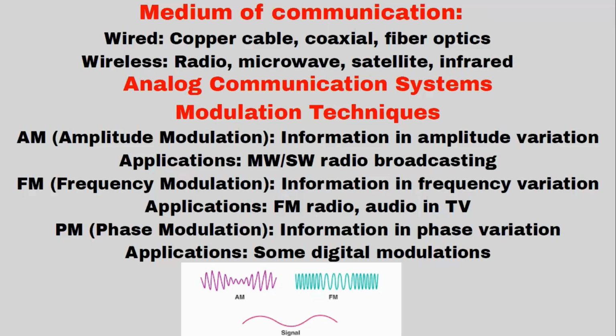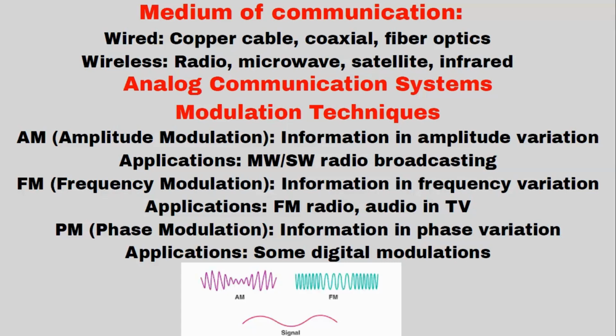All right, so medium of communication: wired communication and wireless communication. What do we use in wire? The main part is conducting material, that is copper wire, coaxial cable, fiber optics. These are wired communication. For wireless, a medium is there: radio, microwave, satellite, infrared. That is through different media, air and other media. So wired and wireless. Then you have the analog communication system.